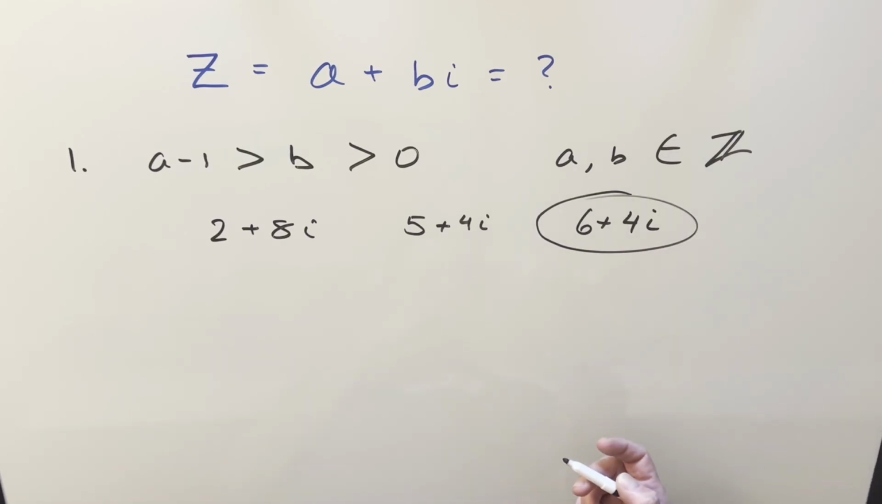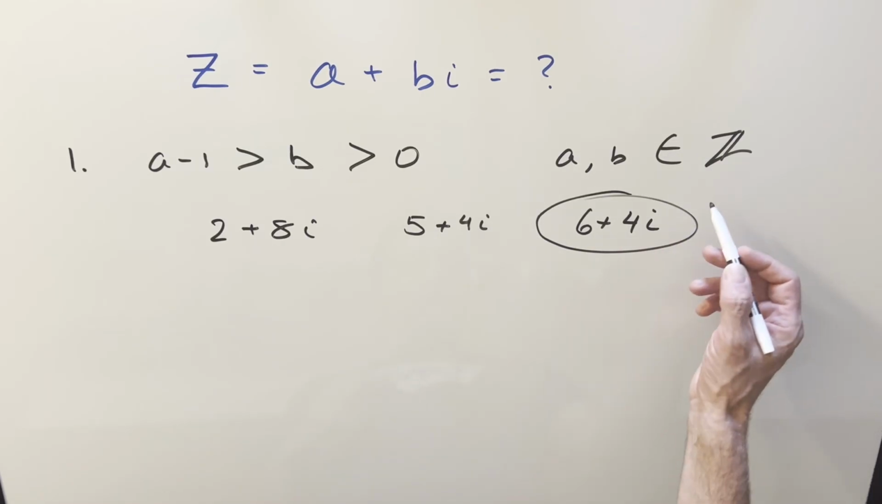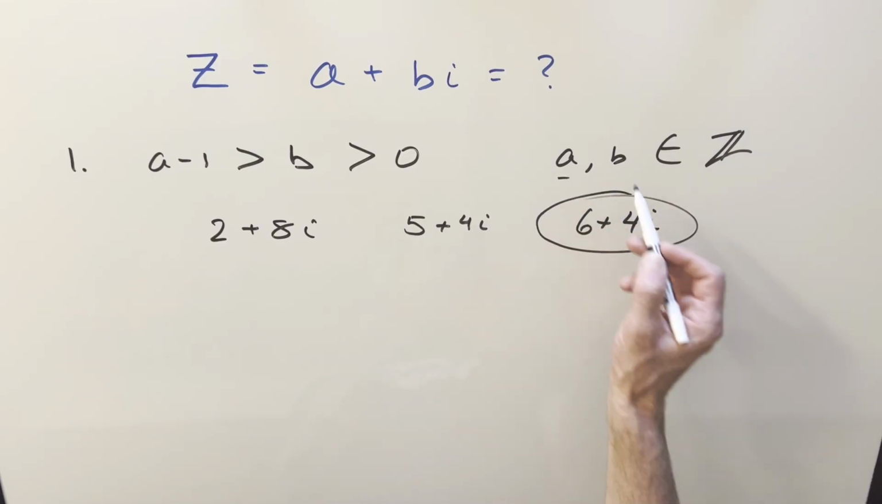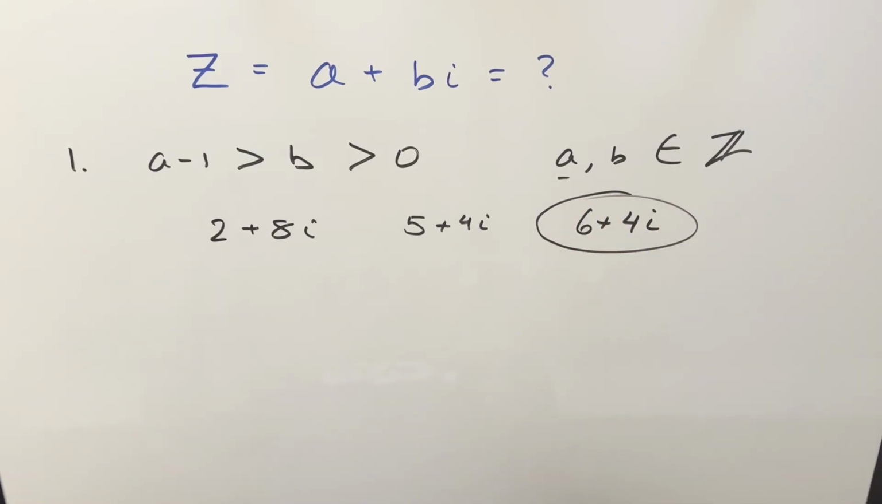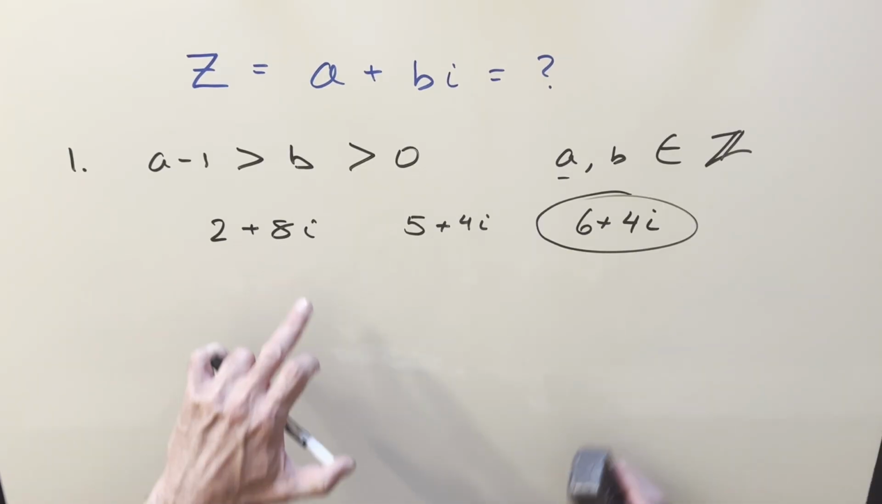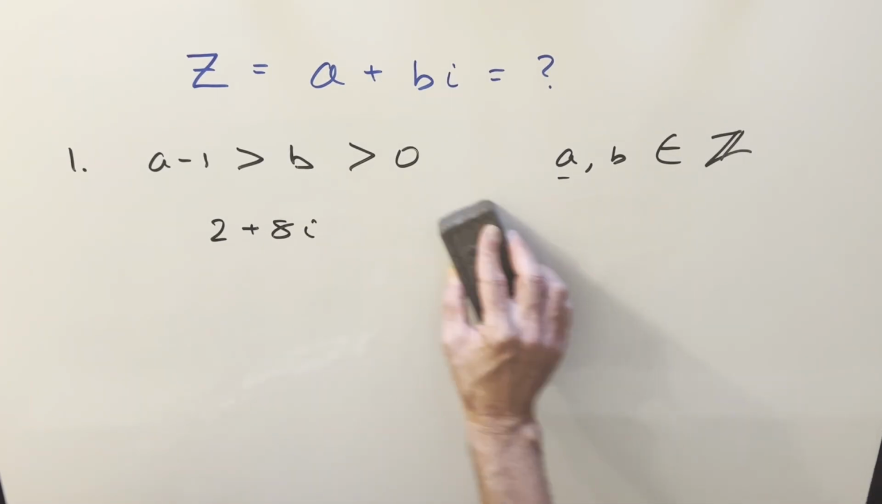Infinite number of possibilities. One thing I should say, just notation: when we have a and b integers in a complex number, those are called Gaussian integers. So we're looking for a Gaussian integer, something in this form here. And so I'll get rid of this and we can move on to clue number 2.